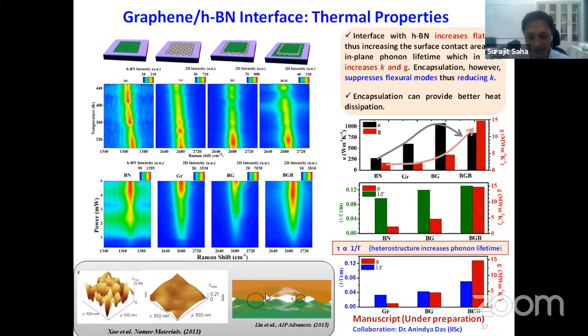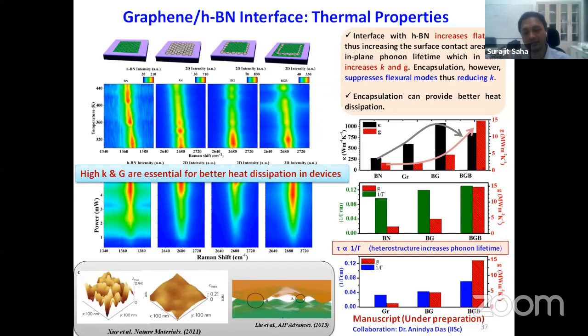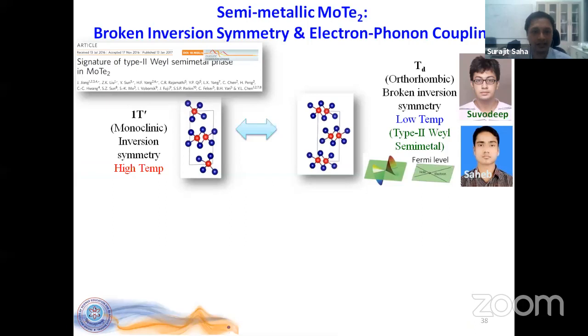And these points play a very major role in controlling the thermal conductivity and also the interface thermal conduction. And we figured out that a coupled structure, basically a boron nitride and graphene layer structure, will be a better choice for better heat dissipation in devices. Now there is another example of a 2D material, which is MoTe2.